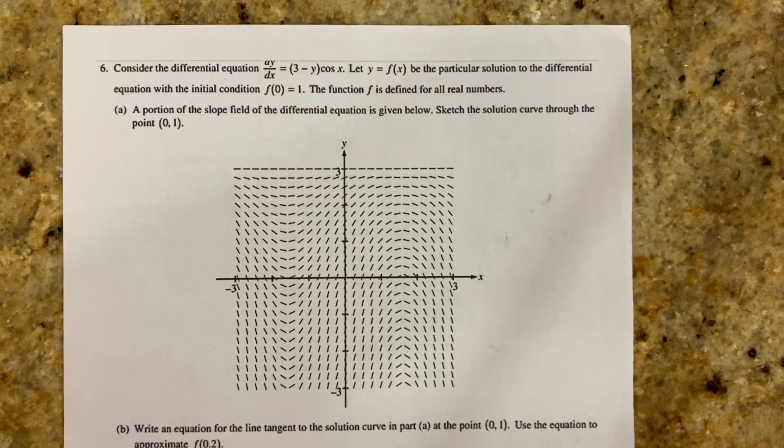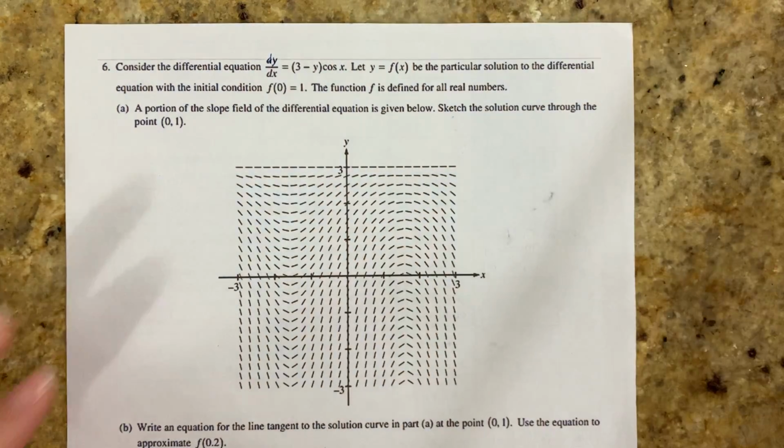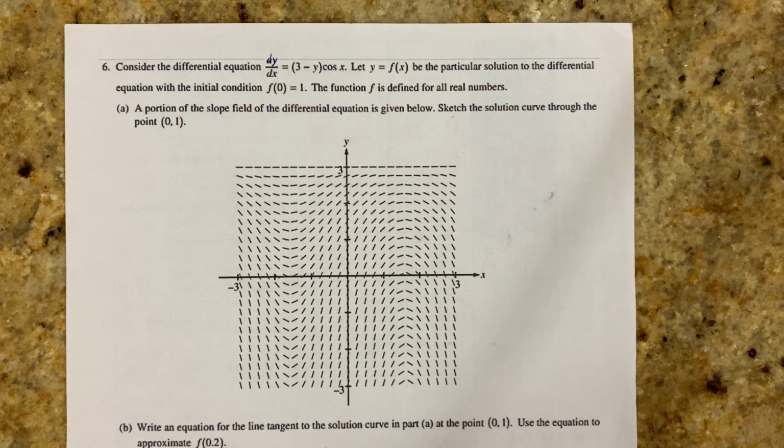This is 2014 FRQ number 6 on the non-calculator section. My problem got cut off a little bit. Consider a differential equation dy/dx equals (3 minus y) cosine x. Let y equals f(x) be a particular solution to the differential equation with the initial condition f(0) equals 1. The function f is defined for all real numbers. A portion of the slope field of the differential equation is given above. Sketch a solution curve through the point (0, 1).